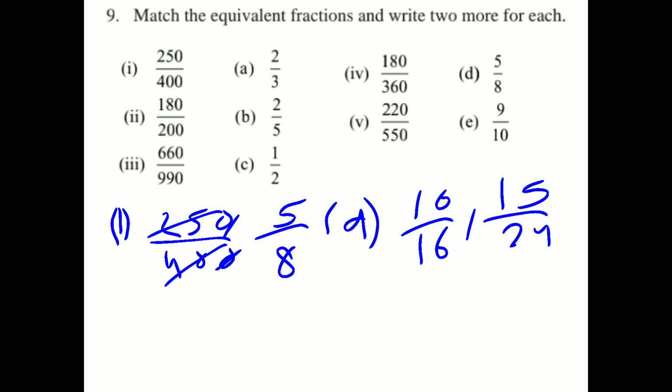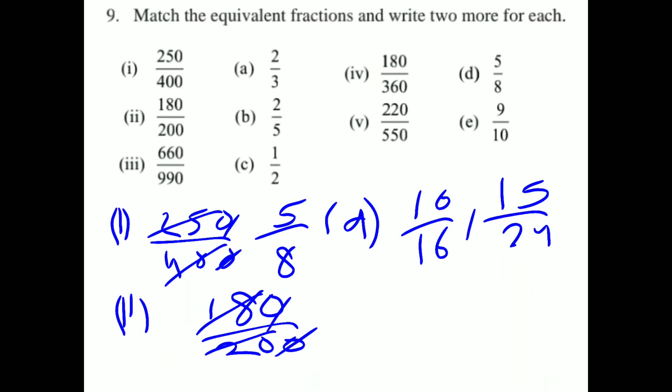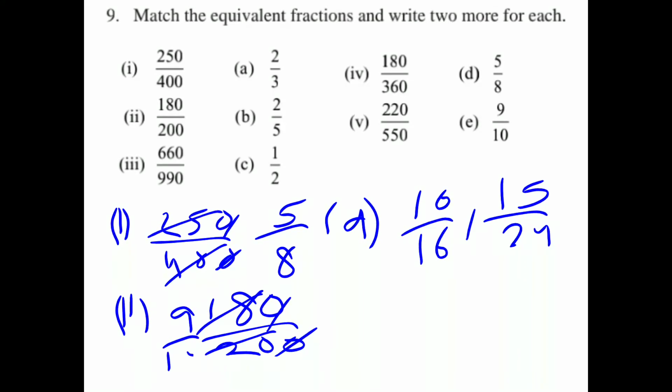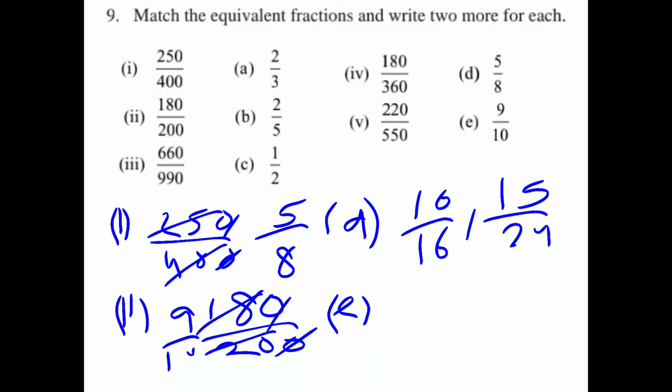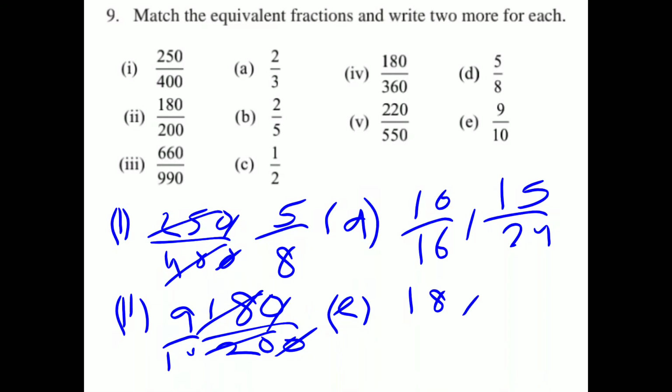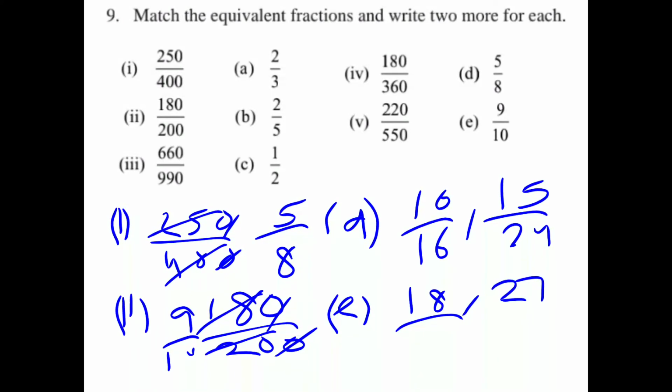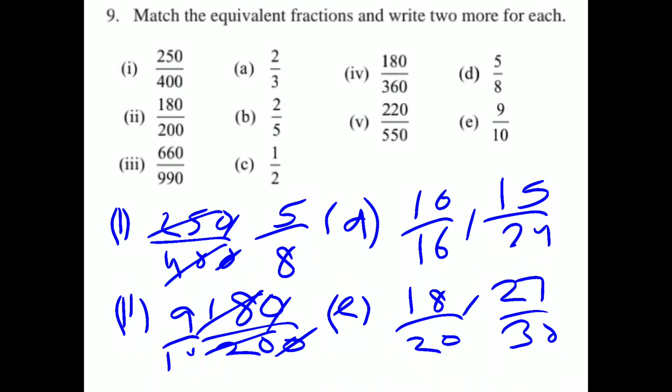Now we do the second part. 180 by 200. 0 and 0 cancel. 18 and 20 come in which table? 2 table. 2 9s are 18, 2 10s are 20. And its answer is E part. If you write more, it will be 18 by 20, 27 by 30. You will do this one in a copy only.